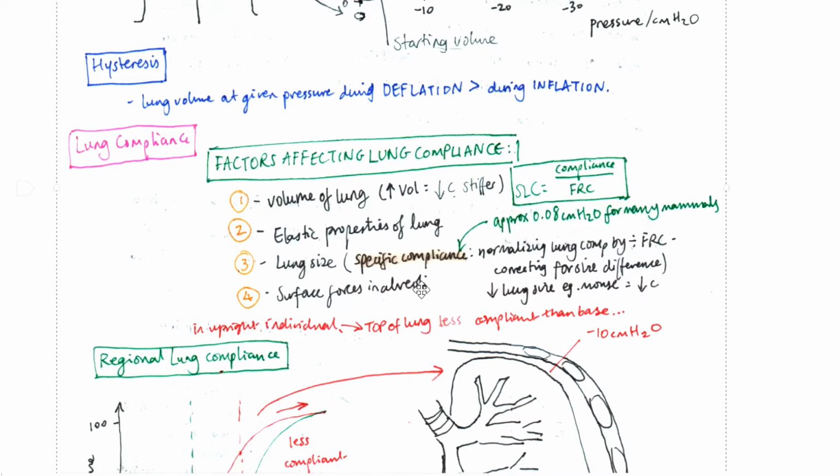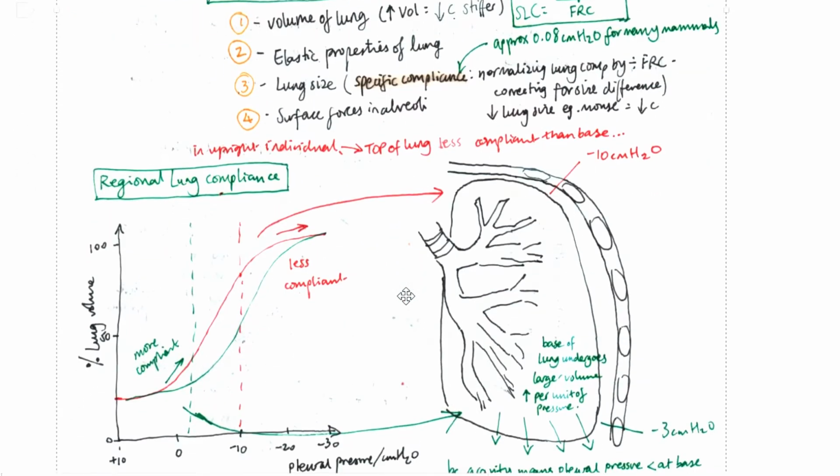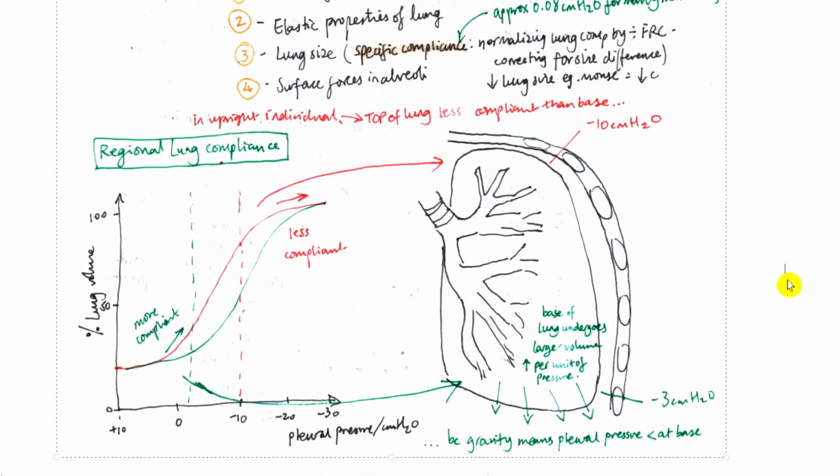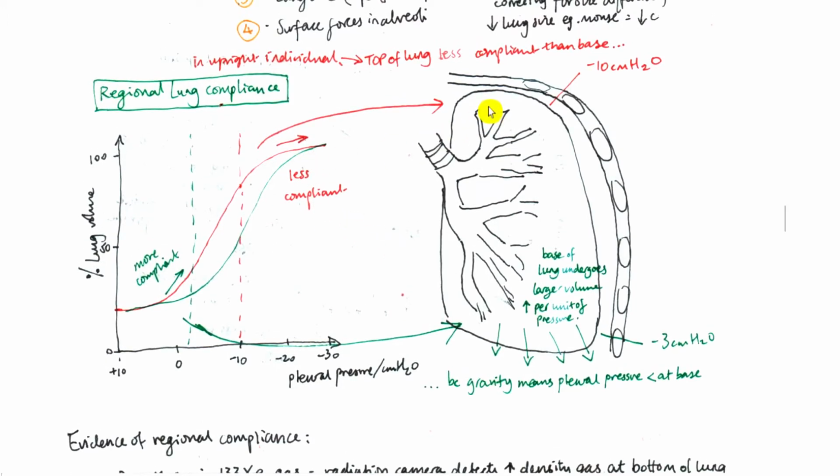Surface forces in alveoli are something that we will look at as well, which affect lung compliance. Another thing which affects lung compliance is what part of the lung you're looking at. So there's regional lung compliance, and you might already imagine that the top of the lung is less compliant than the bottom of the lung, and that's because of gravity. The top of the lung is getting squashed by gravity, it's getting compressed, and it's harder to expand it, so it's stiffer, it's less compliant. The area at the bottom of the lung is slightly more compliant because gravity is helping pull it down, so it inflates slightly easier. That's the theory behind it.